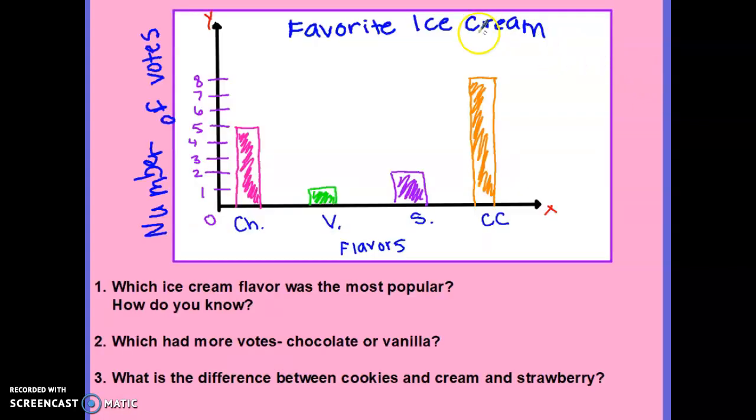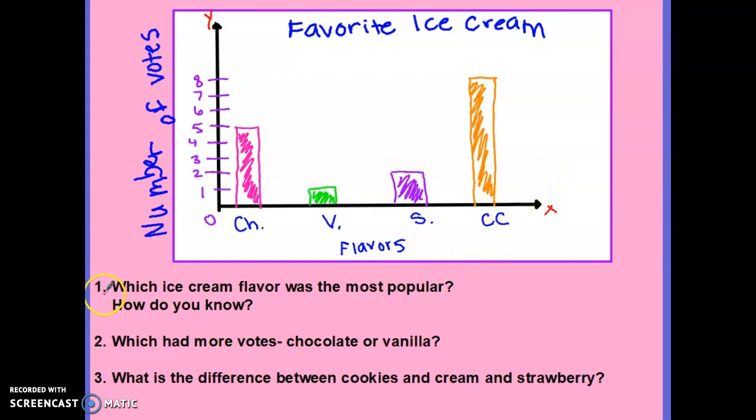Alright, so in one of the groups yesterday, this was the bar graph that we made to show our favorite ice cream flavors. And we used a tally chart to collect our information, and then we took our information from our tally chart and put it on our bar graph. So today we're going to be able to look at this bar graph and answer some questions about it. In other words, we're going to analyze it. That's a really cool word.